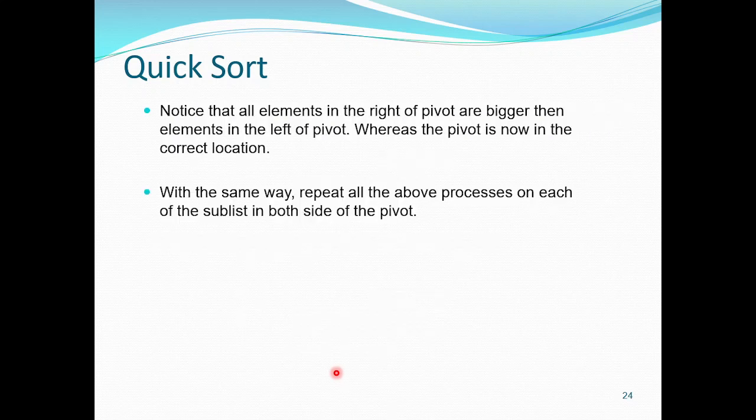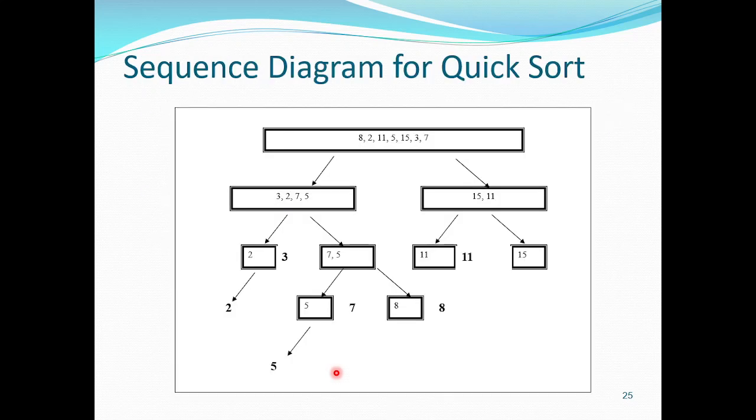Okay. Now we can draw a sequence diagram for quick sort. Let's say we have 8, 2, 11, 5, 15, 3, and 7, and then we take 8 as a pivot, and whatever is less than 8, we move or create a new list for those smaller than 8. Of course, it's the same for the right, the elements that are larger than the pivot 8.